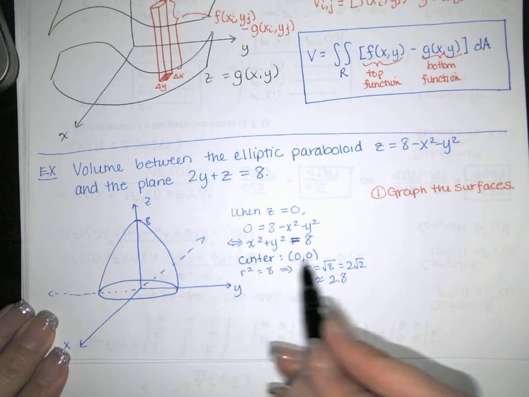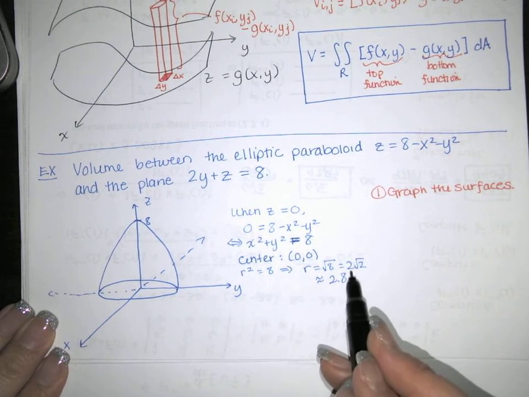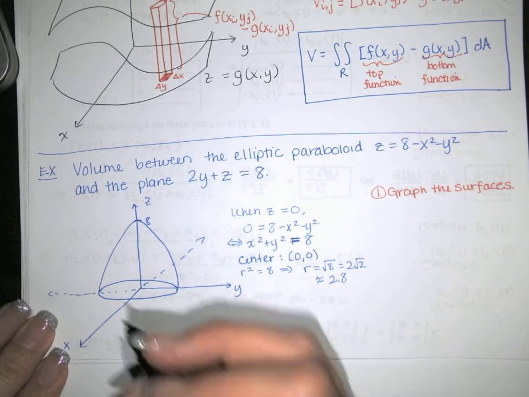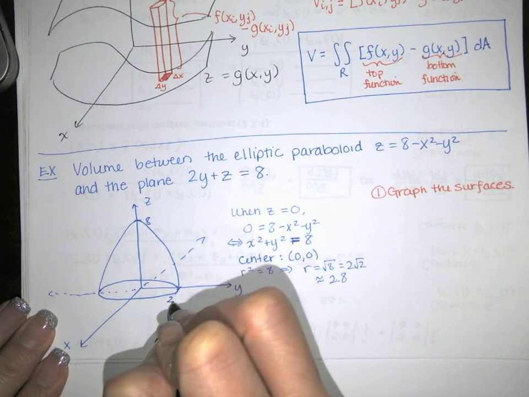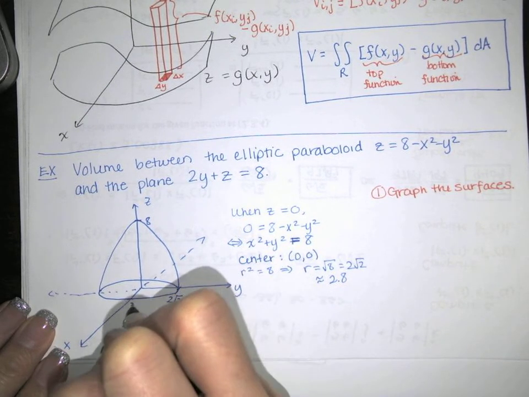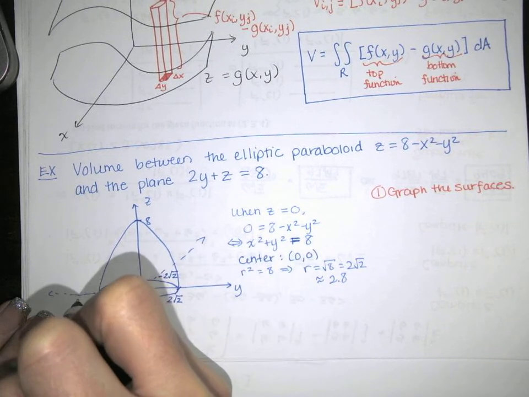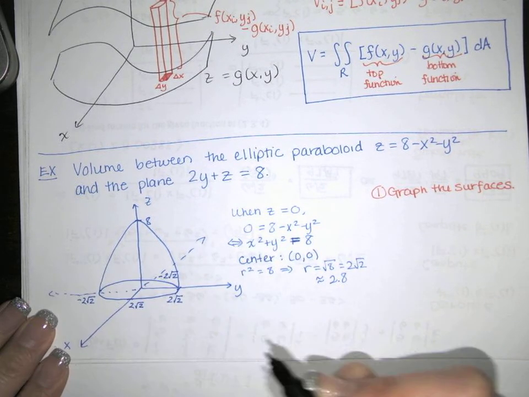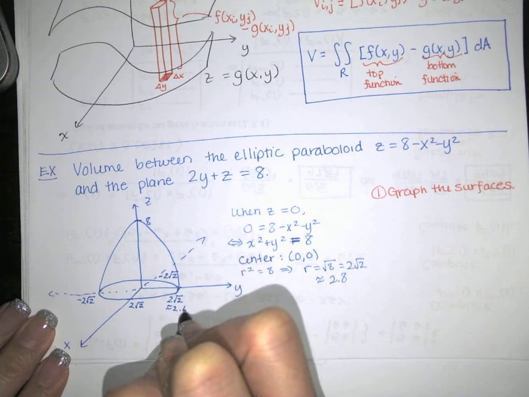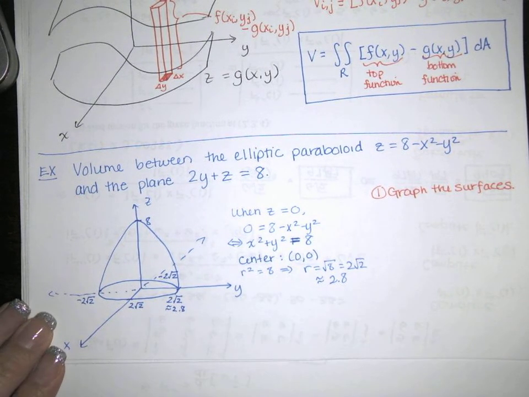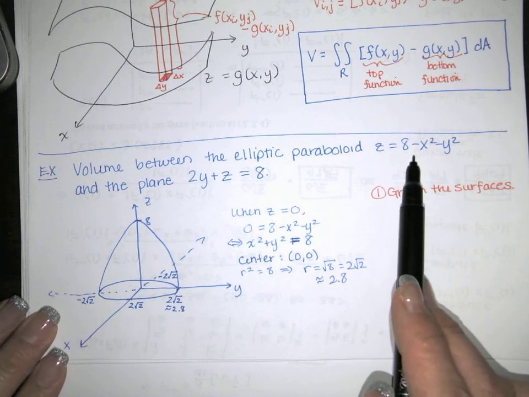So it's a circle centered at the origin with radius 2 times the square root of 2, which is about 2.8. So that's 2 root 2. That's negative 2 root 2. And again, remember that that's 2.8. Okay, so I've graphed my first surface.